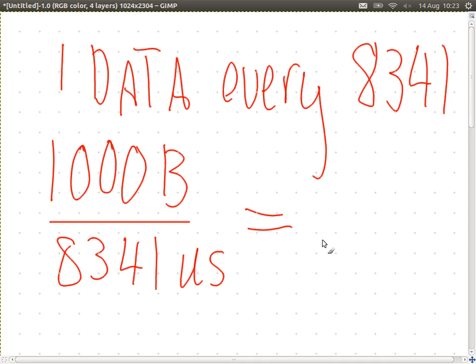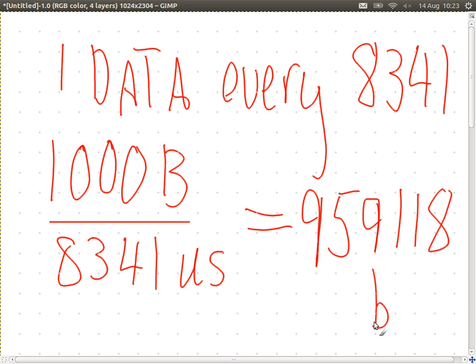And the calculation turns out to be around 959,118 bits per second. You can check that. That is the throughput using this protocol. It's the rate at which we receive the real data, one data frame every 8341 microseconds. Each data frame contains 1,000 bytes of data plus 20 bytes of header. And therefore, if we divide them, we get around 959 kilobits per second. We had a 1 megabit per second or 1 million bit per second data rate. The throughput is 959,118 bits per second, slightly less than the data rate.